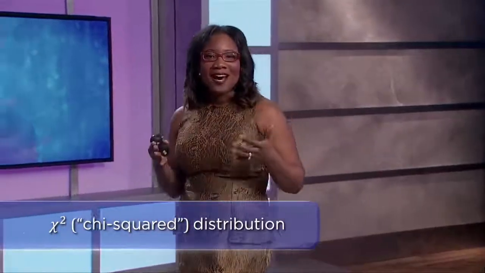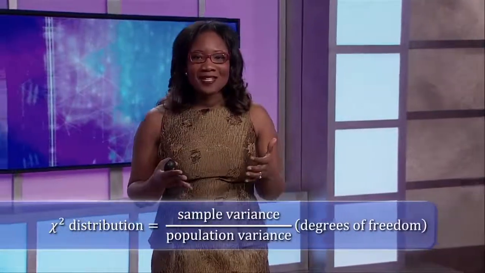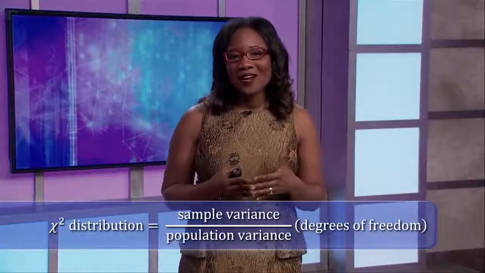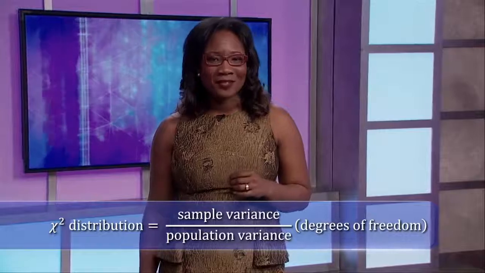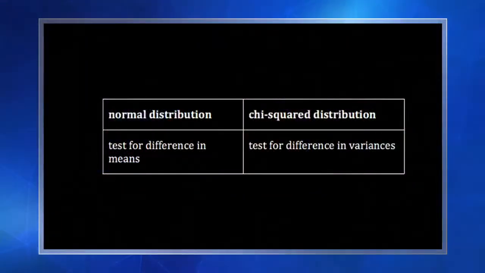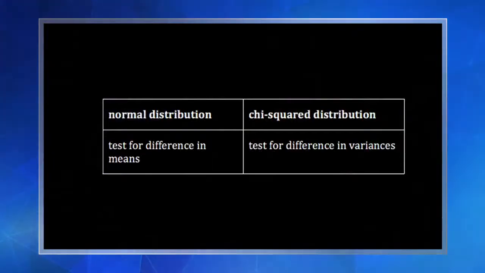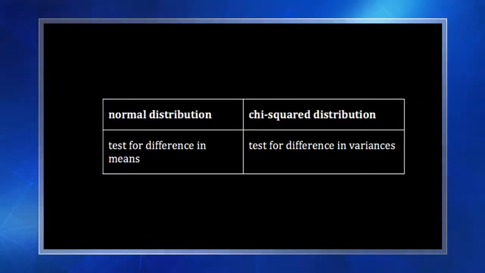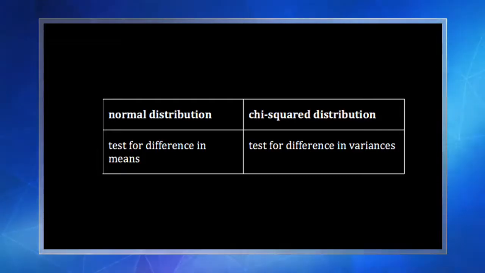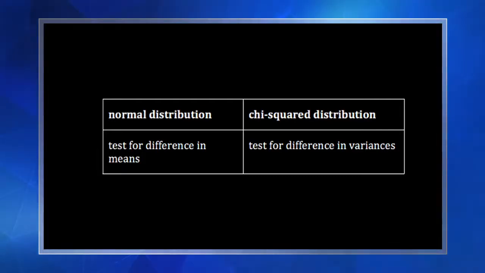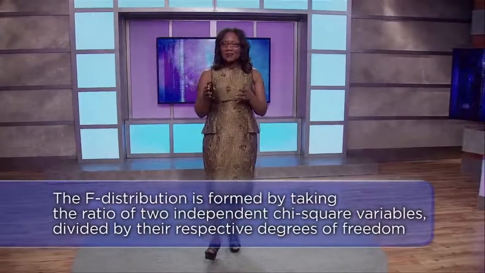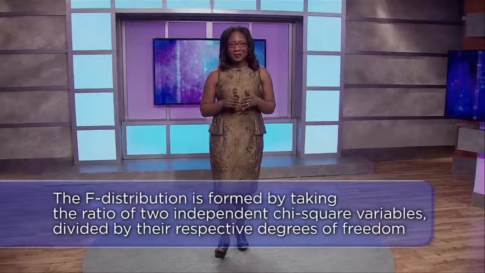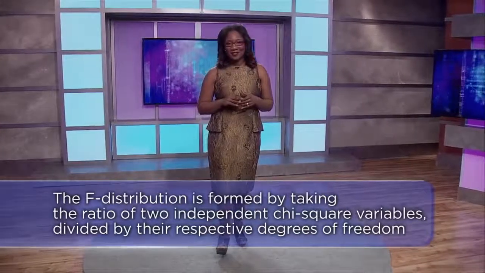Now, in general, the chi-square distribution is obtained by taking the values of the ratio of the sample variance and the population variance multiplied by the degrees of freedom. So just like we use the normal distribution to test the difference in means, well, we could actually use the chi-square distribution if we wanted to test for a difference in variances. Well, the F distribution is formed by taking the ratio of two independent chi-square variables divided by their respective degrees of freedom.